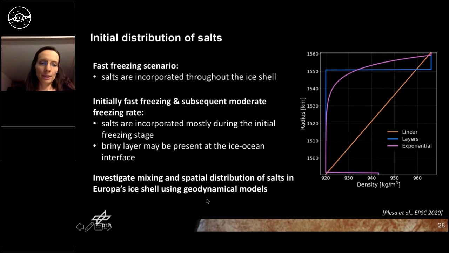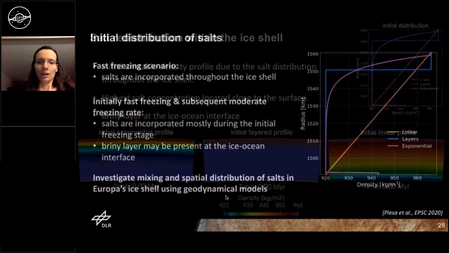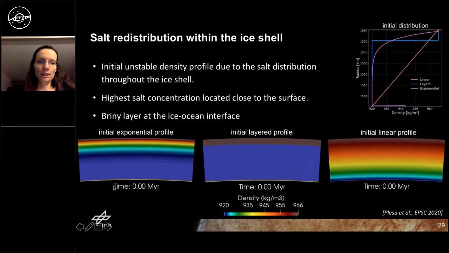And what we do here, we investigate the mixing and the spatial distribution of salts, and we do so by using geodynamical models. So we use the large-scale dynamics of the ice shell. Here you see again the distribution with the initial exponential and layered profiles. These two profiles have a high concentration of salts towards the surface, but then less so with depth. And here you see the initial layered profile where we have the incorporation of salts throughout the ice shell.